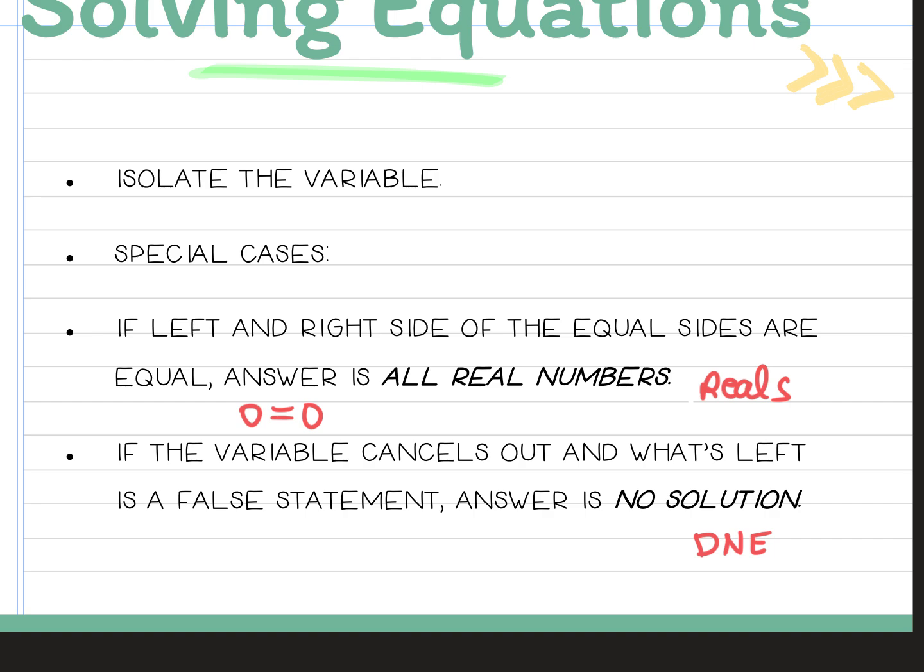If you get an untrue statement, your variable will cancel out and you'll get something like x equals 9. Is that ever true? No. Is there ever a case where you have nothing and it's the same as having 9 things? No. So that would be your no solution case. We'll do those towards the end.